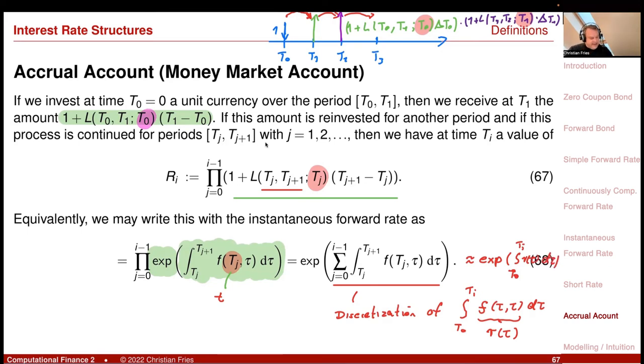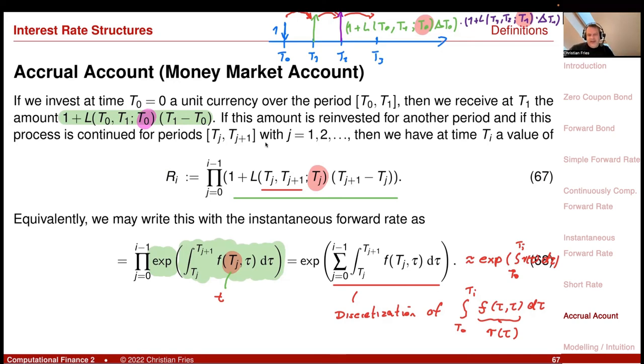So you see that this is actually the discrete analog of the exponential rt if r is a constant, or the exponential of the integral of r(tau) d tau if r is time dependent. This is the discrete analog of the one which you already know from, for example, the Black-Scholes model: the accrual account, the bank account.